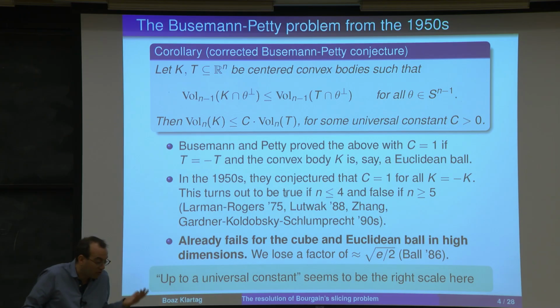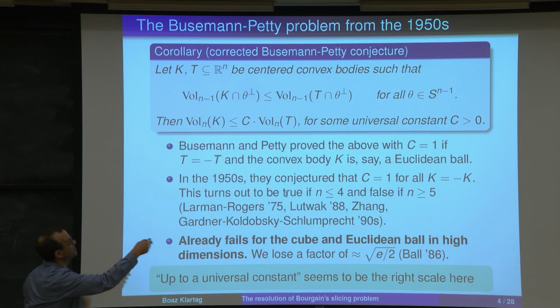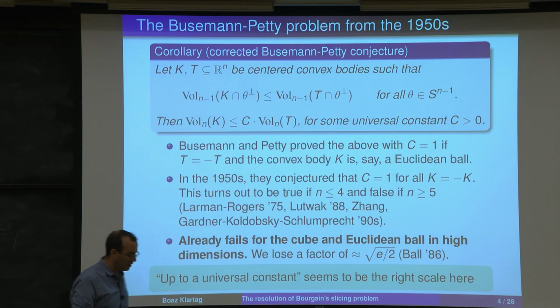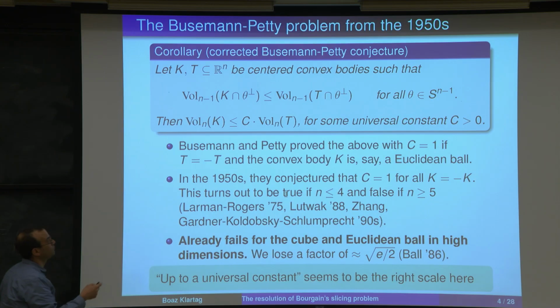Okay, so maybe a priori, a constant depending on the dimension is easy in these things, but a universal constant is difficult. And for many years, this originated from theorems by Busemann and Petty.